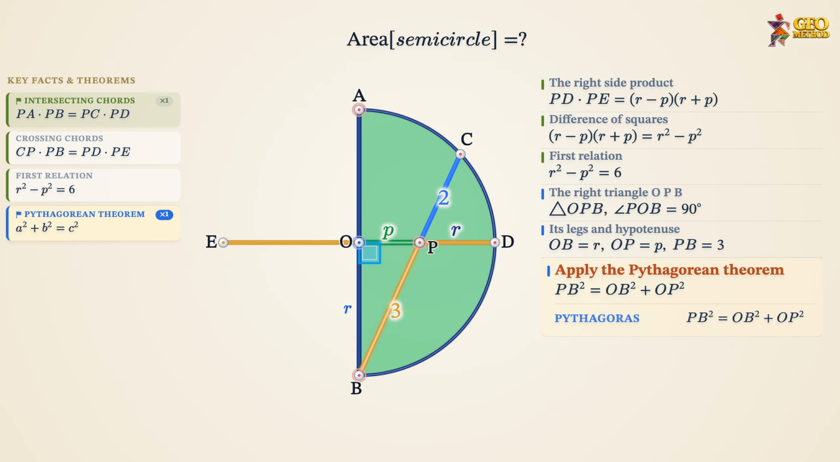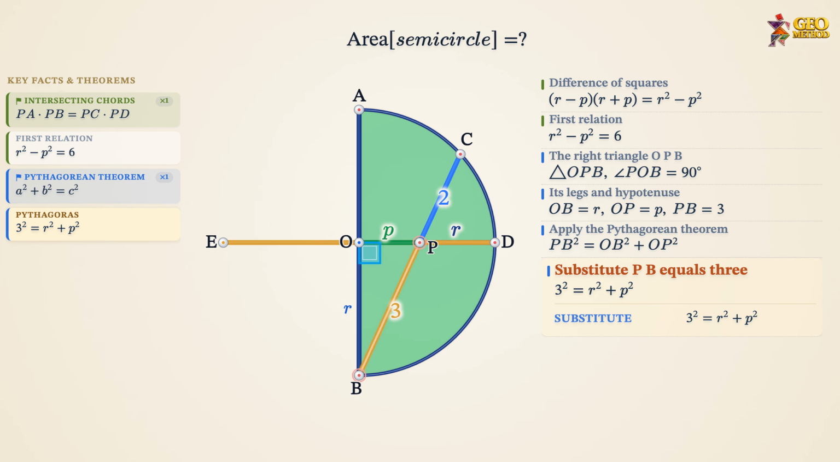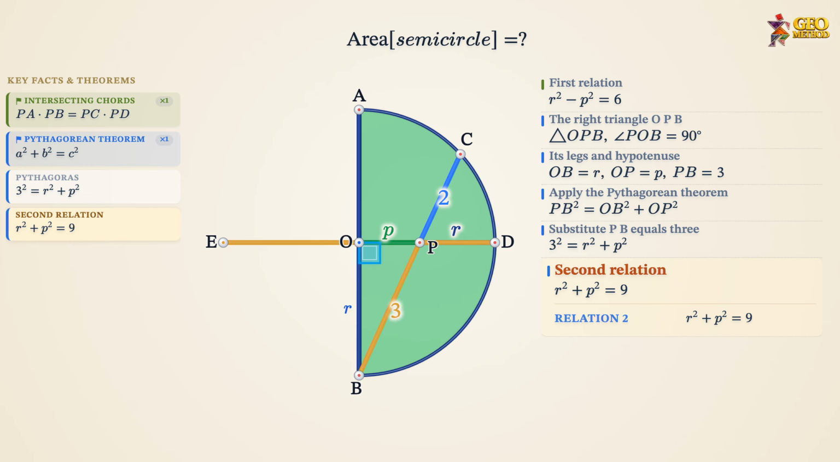By the Pythagorean theorem, the hypotenuse squared equals the sum of the leg squares, so segment PB squared equals r squared plus p squared. Put in segment PB equals 3, so 3 squared, which is 9, equals r squared plus p squared. That is our second relation. r squared plus p squared equals 9. Now we hold two equations in r squared and p squared ready to combine.